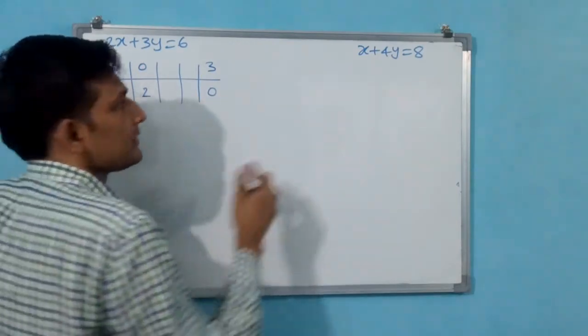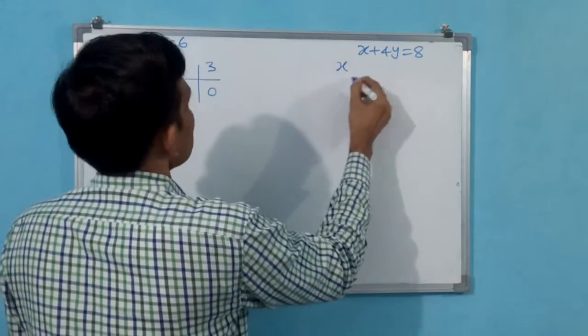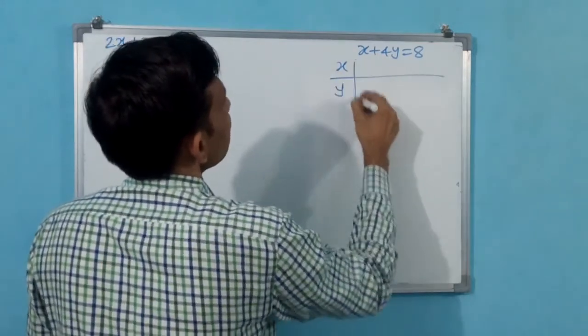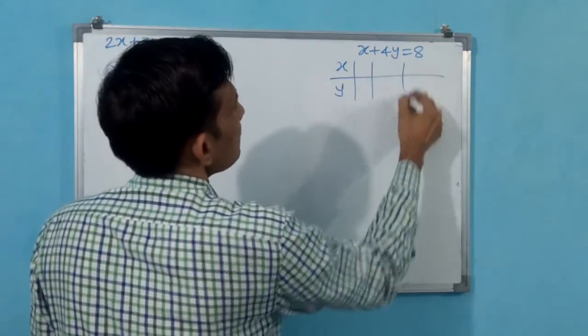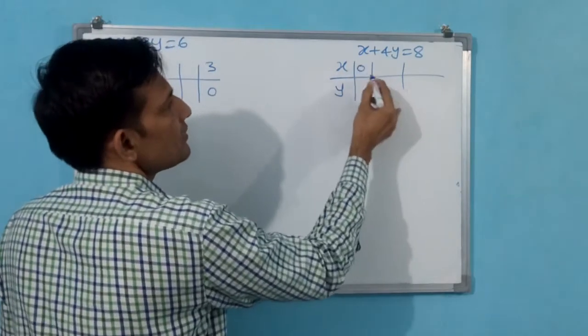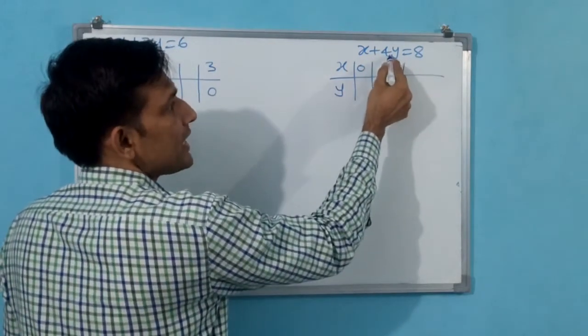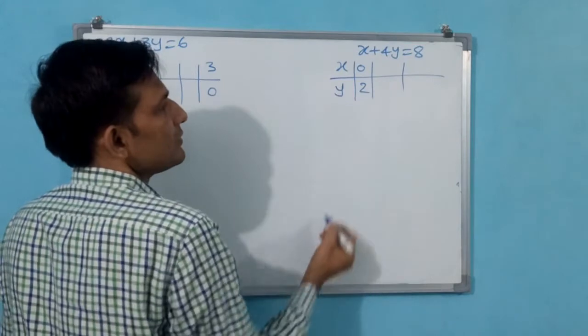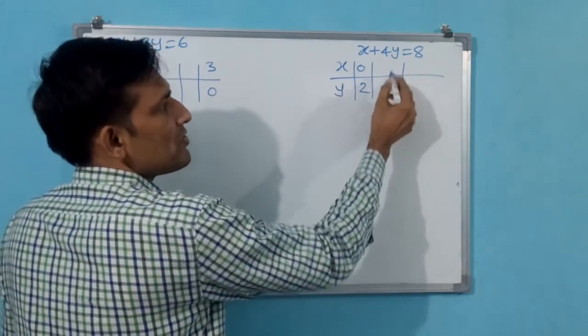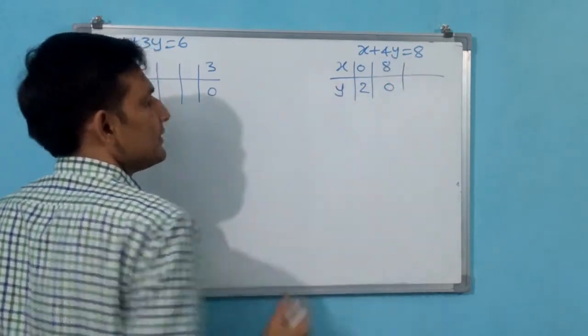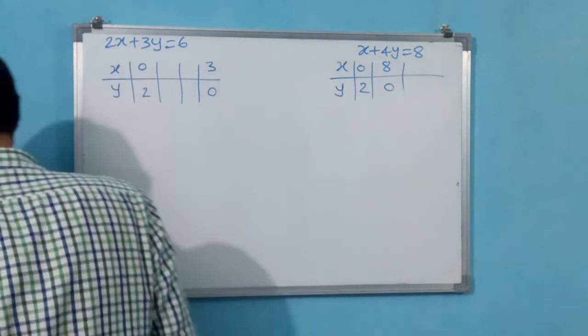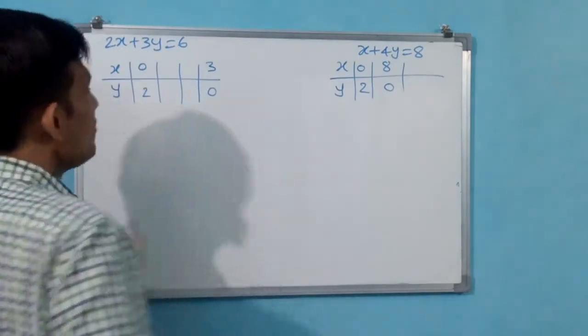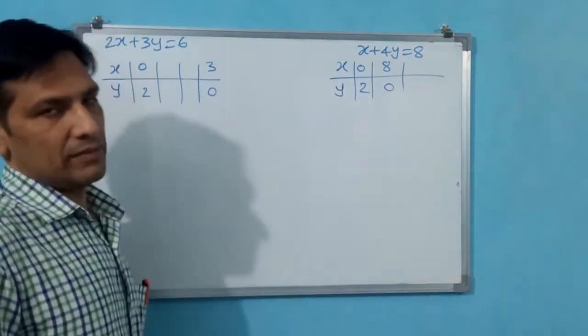Let us see. X, y. When x is equal to 0, 4y is equal to 8, y is equal to 2. When y is equal to 0, x is equal to 8. These are the values for plotting the graph.